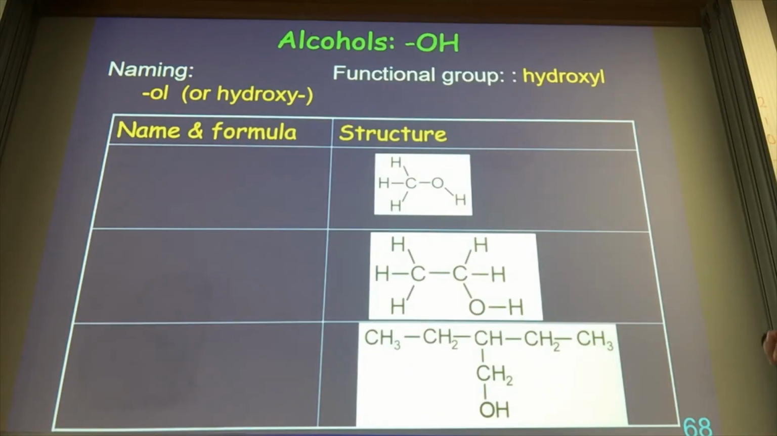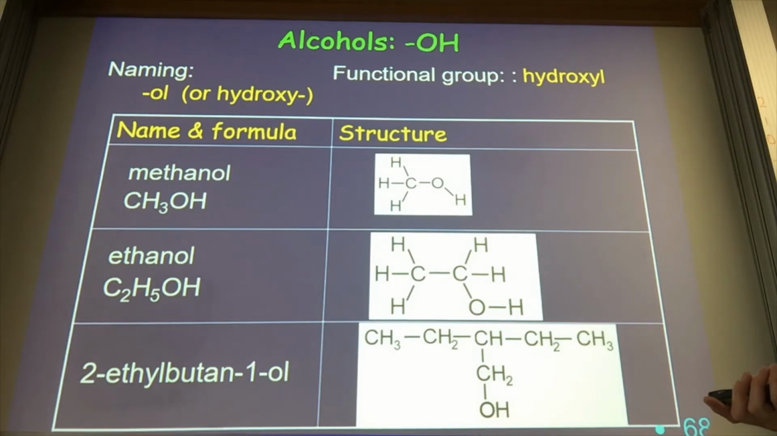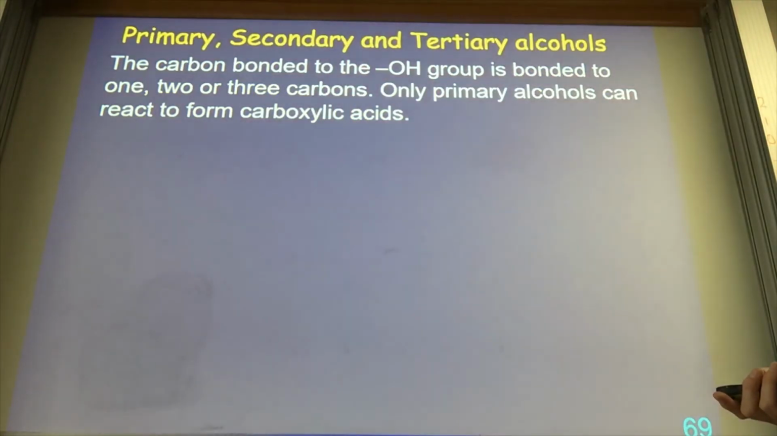So here we've got a series of primary alcohols. We've got methanol, we've got ethanol, and we've got, what's that? 2-ethylbutan-1-ol. Remember primary, secondary, tertiary alcohols: whether the carbon bonded to the hydroxyl is bonded to 1, 2 or 3 carbons.